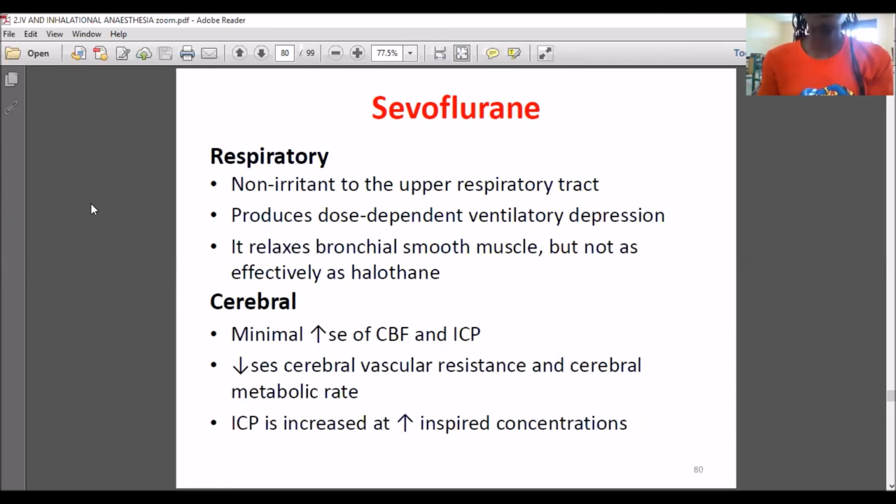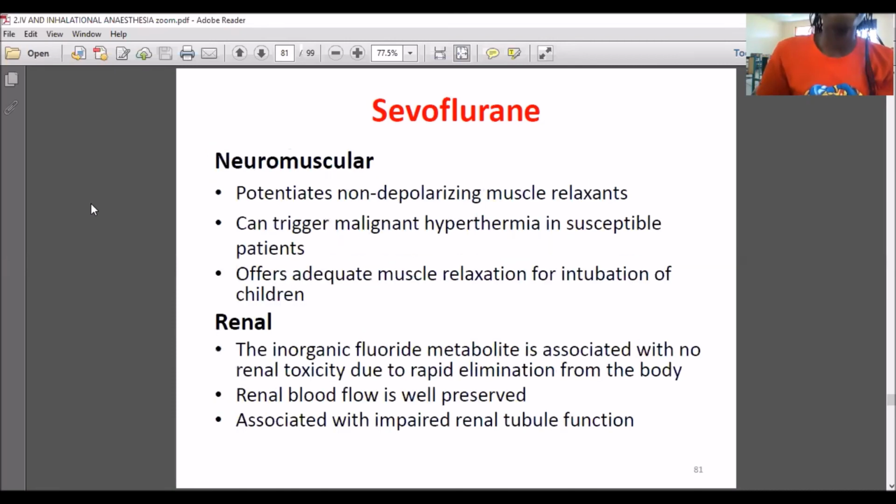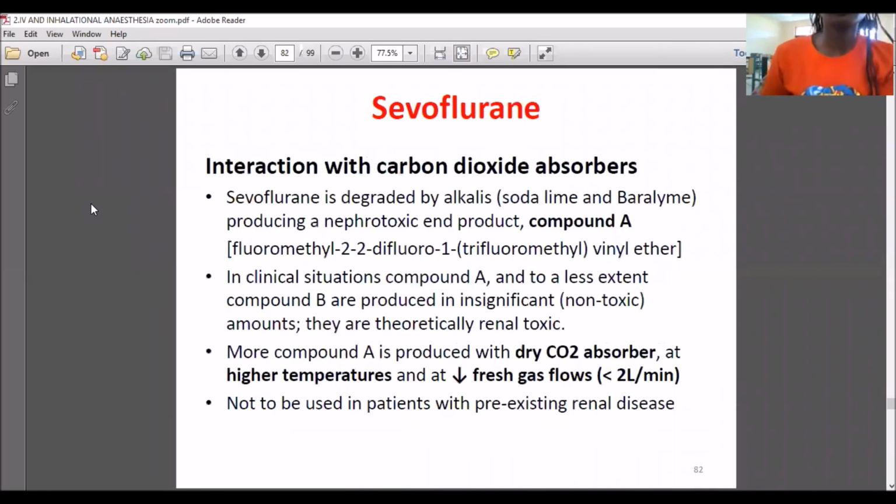Cerebral: there is a minimal increase in cerebral blood flow and intracranial pressure; it decreases cerebral vascular resistance and cerebral metabolic rate. The intracranial pressure is increased at increasing inspired concentrations. Neuromuscular: it potentiates non-polarizing muscle relaxants and can trigger malignant hyperthermia in susceptible patients. It offers adequate muscle relaxation for intubation of children. Renal: the inorganic fluoride metabolite is not associated with renal toxicity due to rapid elimination from the body. Renal blood flow is well preserved.